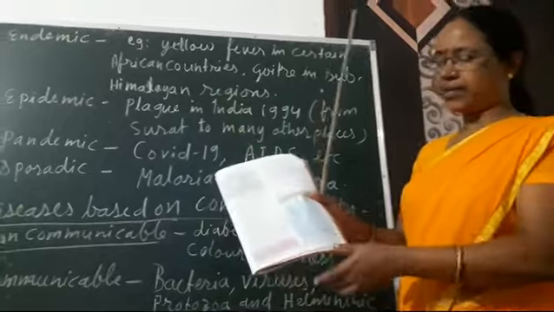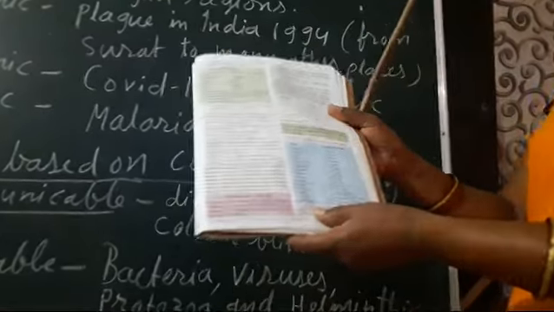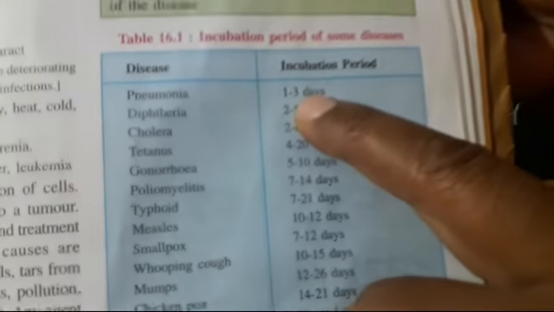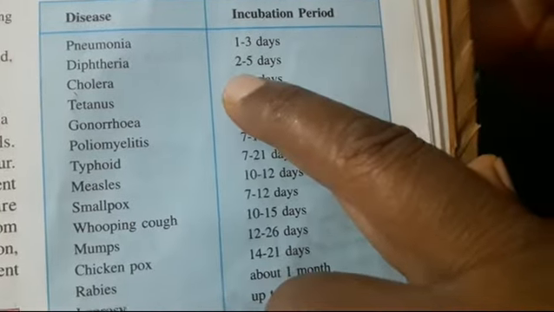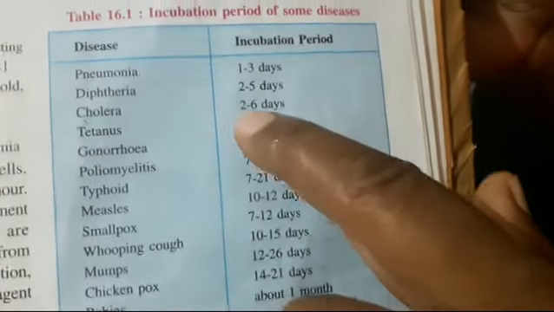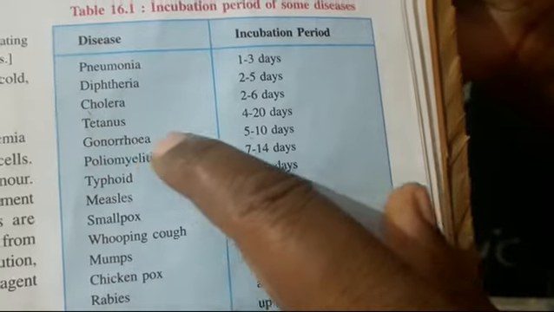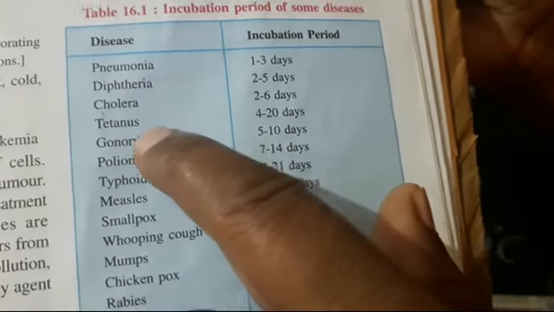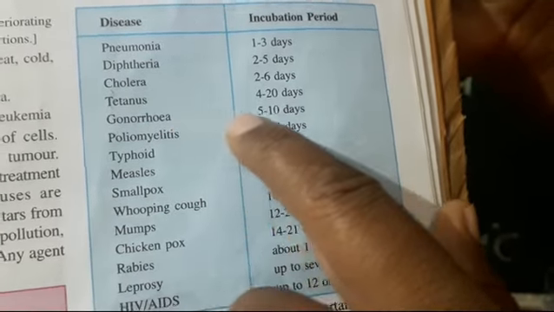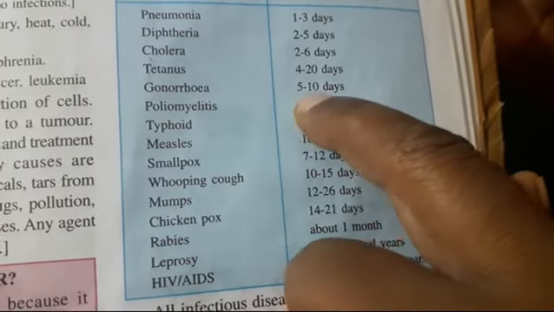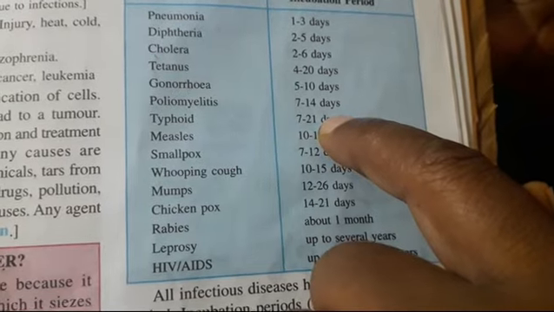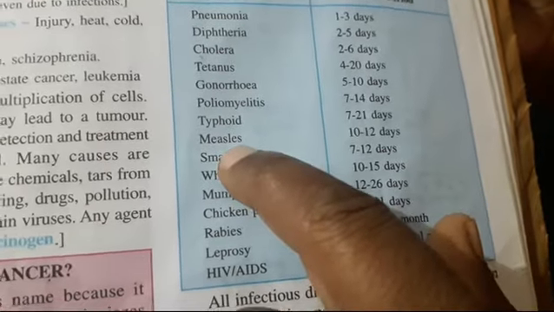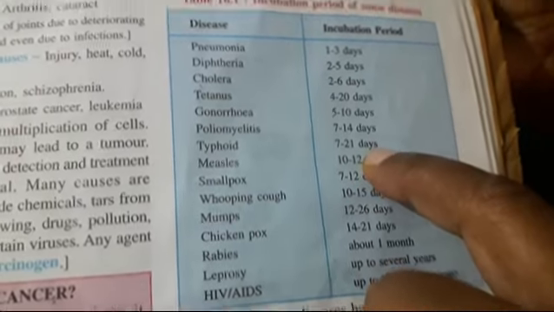Like here you can see pneumonia. Its incubation period is 1 to 3 days. Diphtheria 2 to 5 days. Cholera 2 to 6 days. Tetanus 4 to 20 days. Gonorrhea, poliomyelitis 5 to 10 days. Typhoid 7 to 14 days. Measles 7 to 21 days.